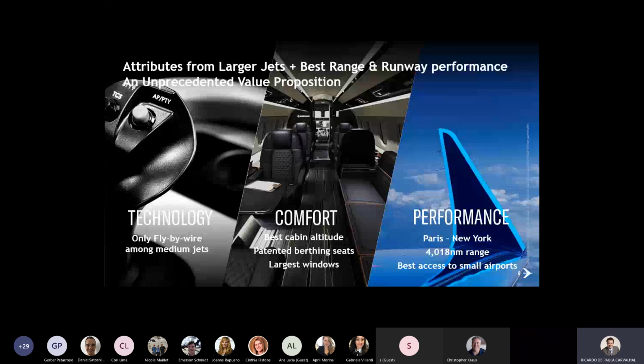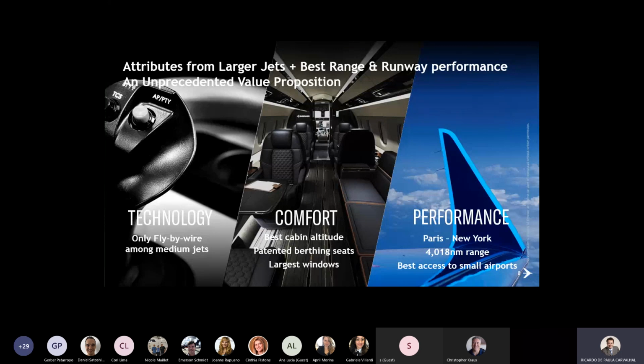So in terms of technology, how we implemented this vision. The Praetors are the only medium jets in the market which offer fly-by-wire. We'll be talking about what that means, okay? You can only find fly-by-wire in our market today in airplanes that cost more than $50-60 million. And we're offering this in our Praetors.